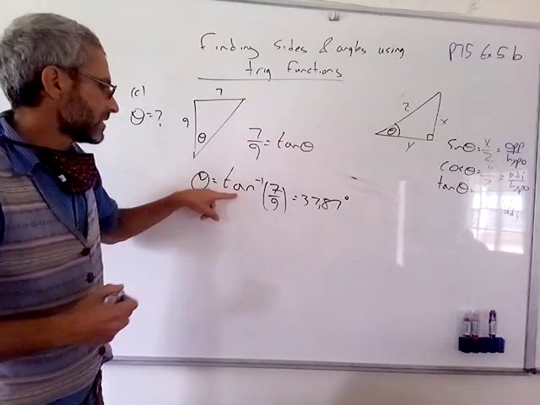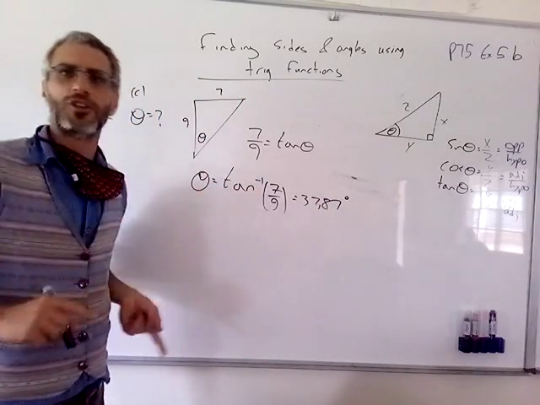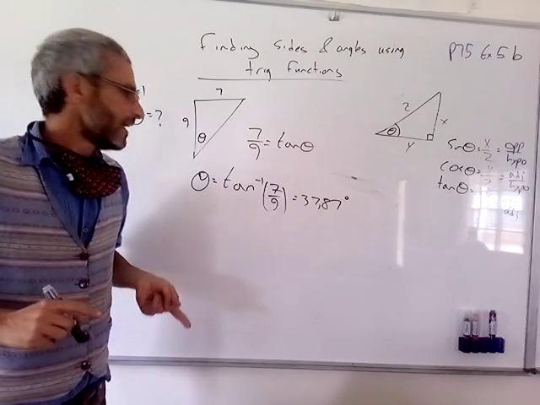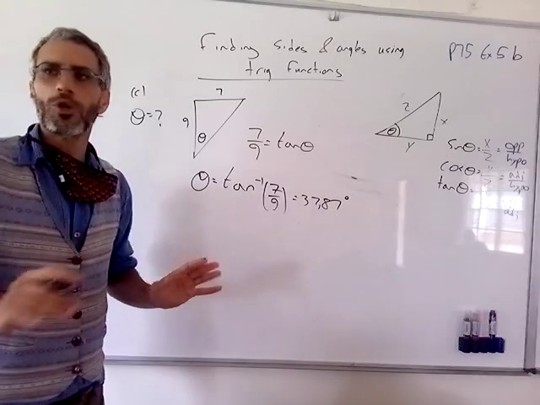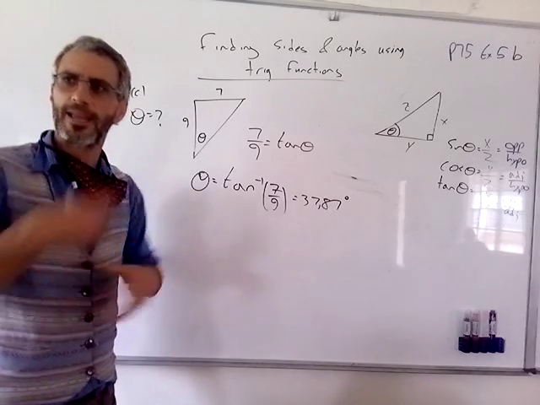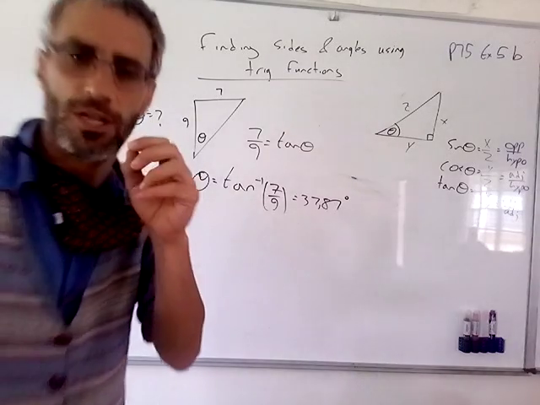So that tan minus 1 is the inverse tangent. It helps you calculate the angle. That's all you really need to know. Let's practice it a bit, and then maybe I'll give you a little more explanation. That's not essential.